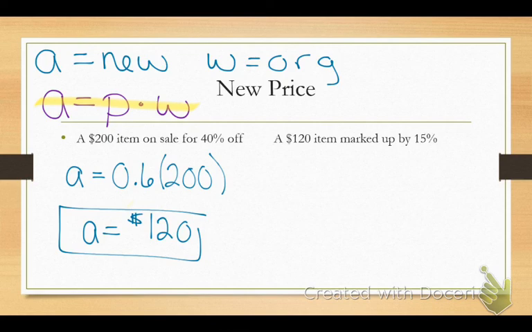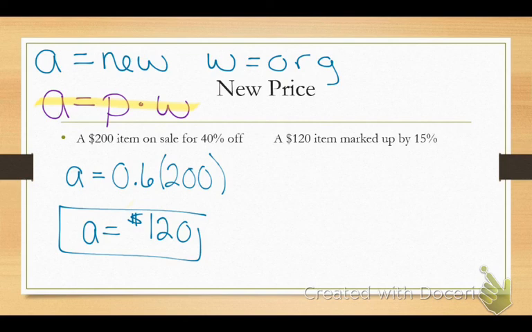So now, sticking with this same method, let's try to do the markup. Remember, if it's the markup, that means it's more, which means you don't subtract 15 from 100. Yes. Okay. Let's see who can get that part. Okay. I'm seeing the correct decimals already, so that's good.